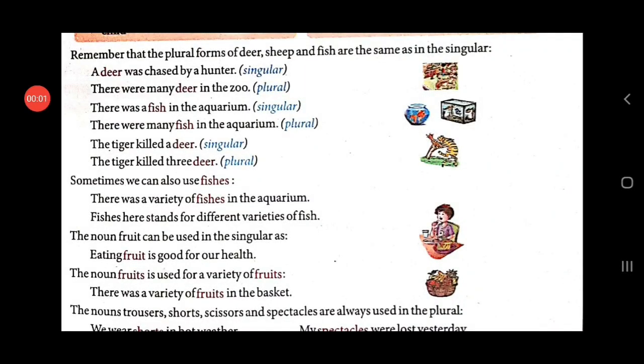Another important point which they have discussed after the sentences get over is, sometimes children we can use the term fishes, but when to use? See, they have given you an example also. There was a variety of fishes in the aquarium. Here children, fishes stands for different varieties of fish. That is why they have used this term fishes.